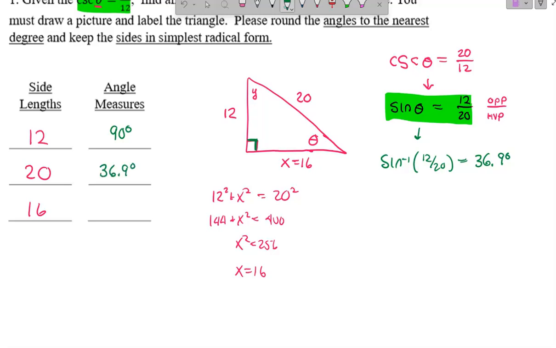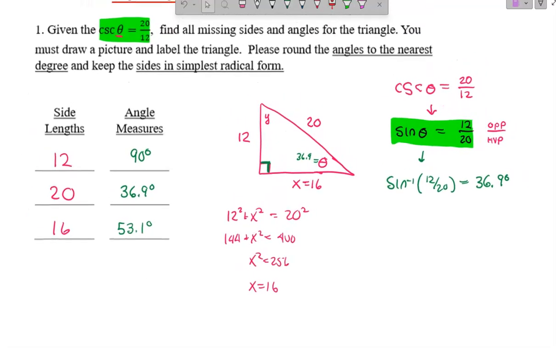I get 36.9, which is right here. And then lastly, angle y here, I don't really need to do anything but use the triangle sum theorem. So when I do that, I'm going to get 53.1, and we have solved for the triangle.